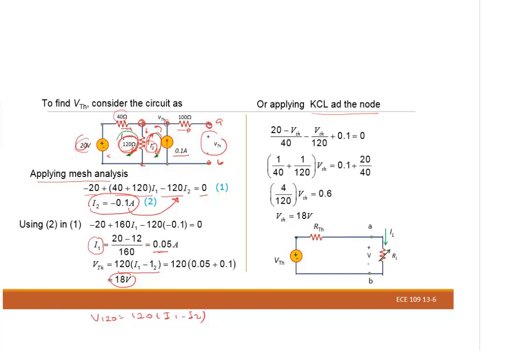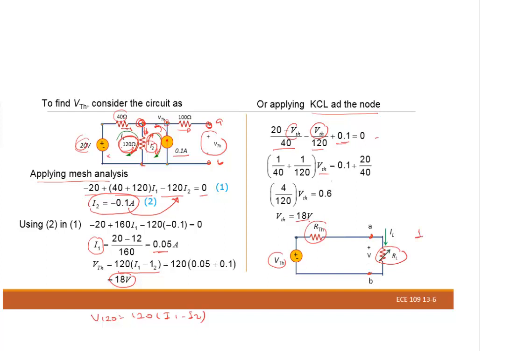This will be (20 minus VTH) divided by 40, and this will be going down here. You can say, or the other way you can use right there, negative VTH over 120 plus going in here 0.1. So the only unknown is VTH, you can find VTH here, which comes to 18 volts again. So we know VTH, we know ITH.